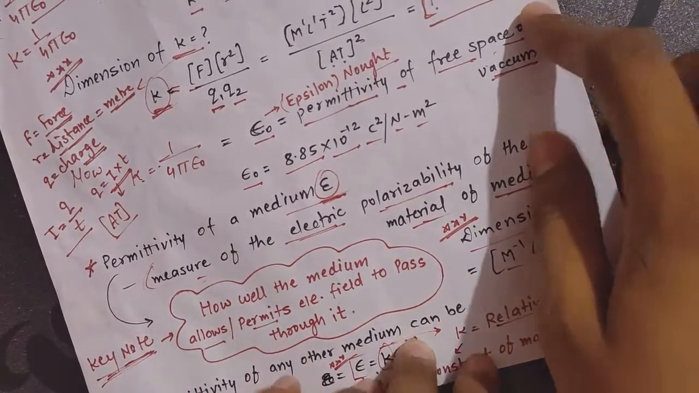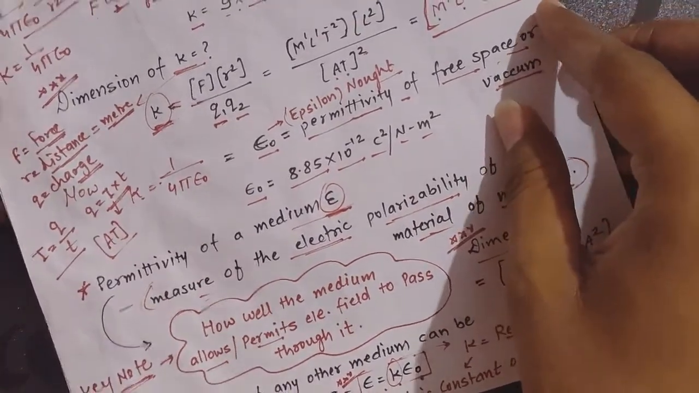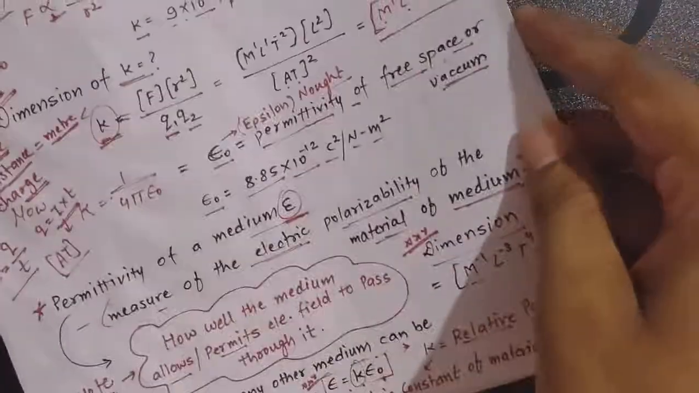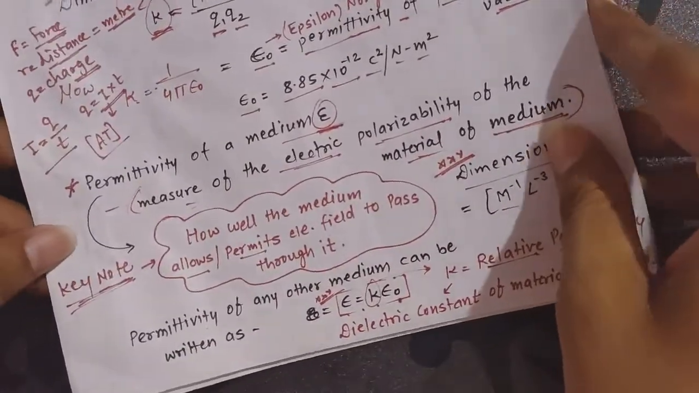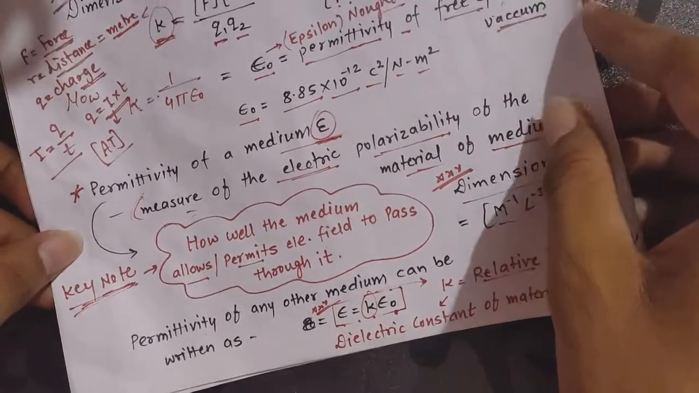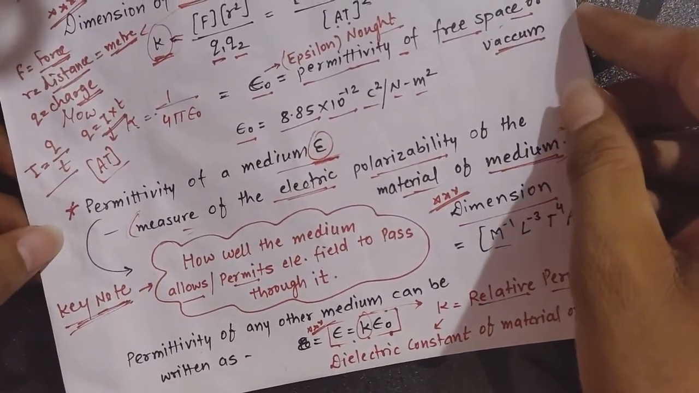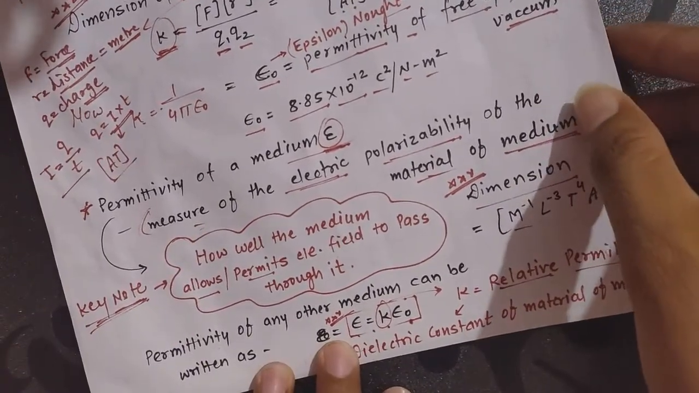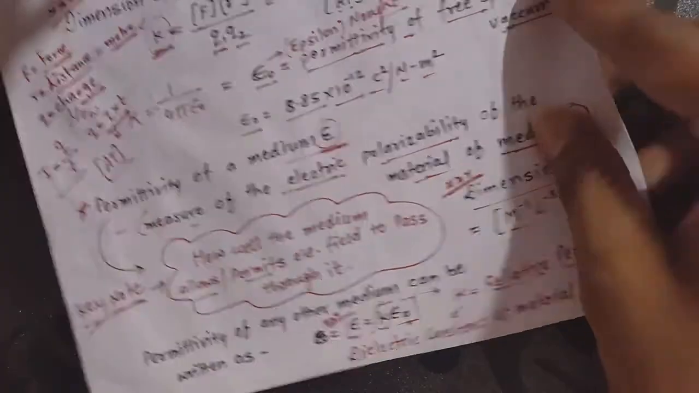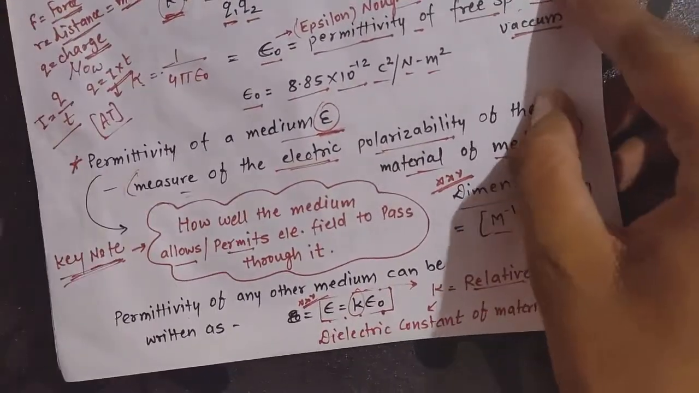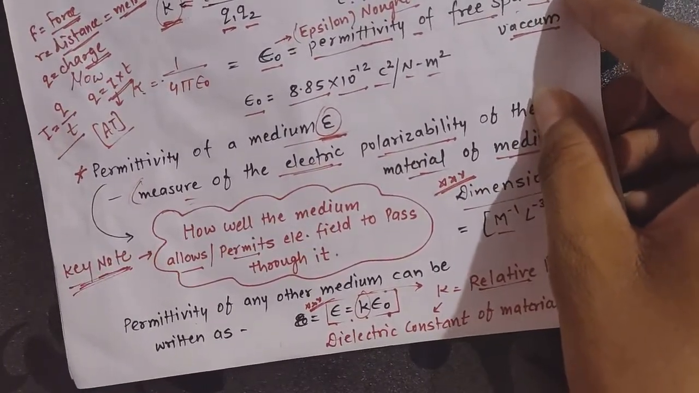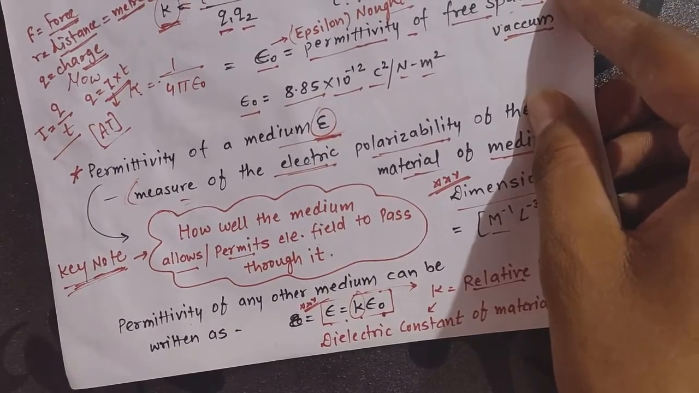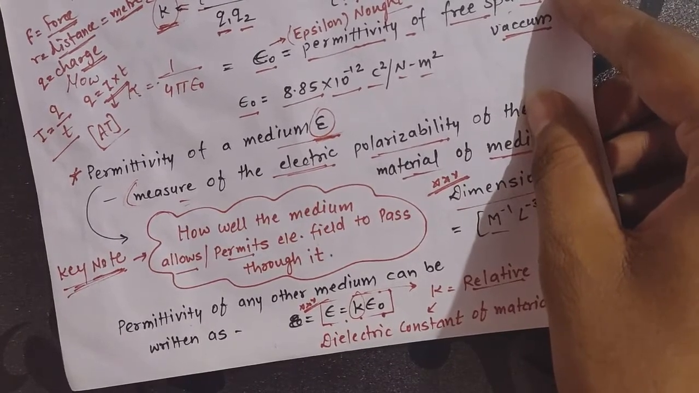Hello students, in the previous lecture number 3, we went through Coulomb's law, and in today's lecture we will talk about the permittivity epsilon naught, or the permittivity of a medium, epsilon. In the previous lecture I told you the basic sense of permittivity is how well the medium allows or permits the electric field to pass through it.